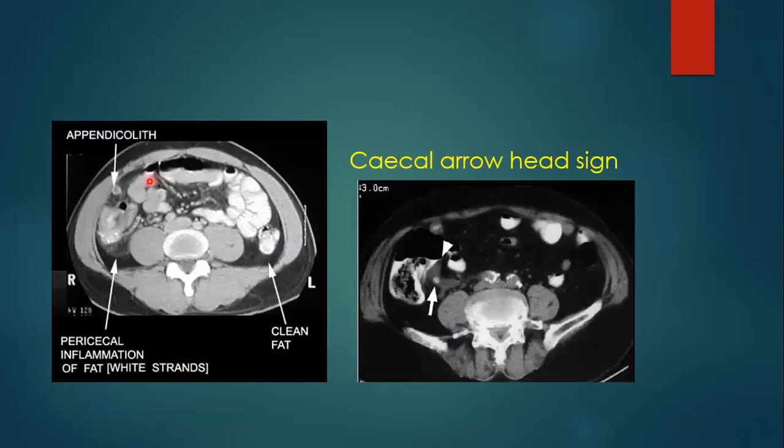This is an axial CT of the abdomen showing appendicolith and this pericecal fat inflammation. And this shows the cecal arrowhead sign, which means the cecal thickening pointing to the orifice of the appendix.